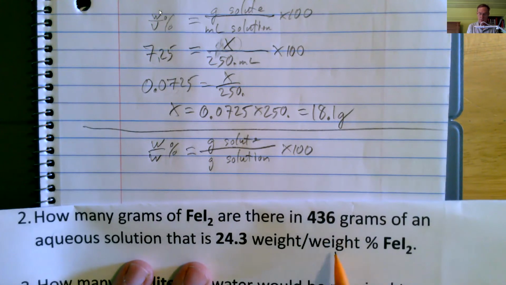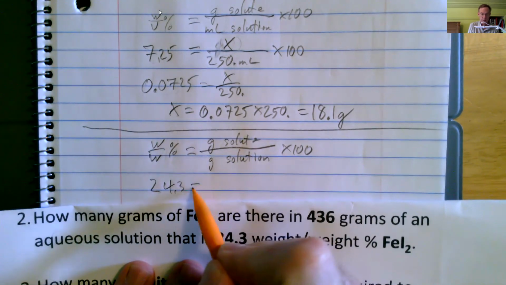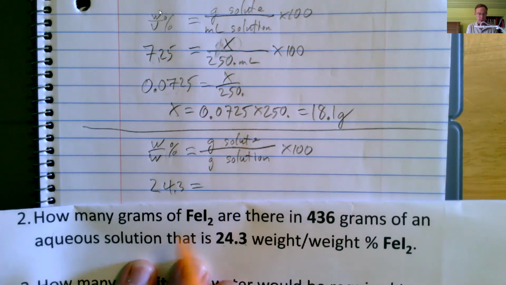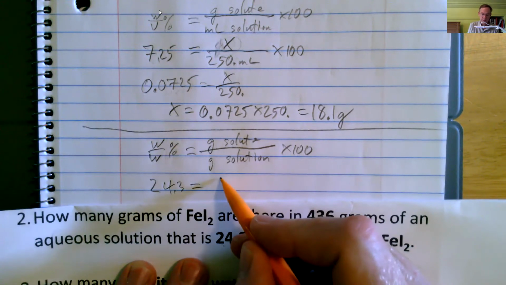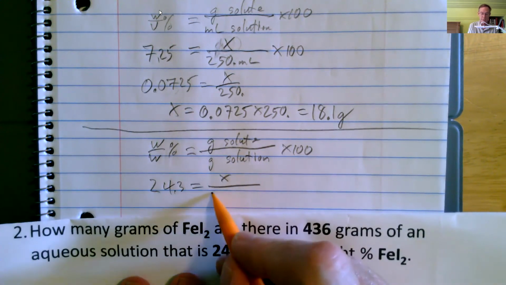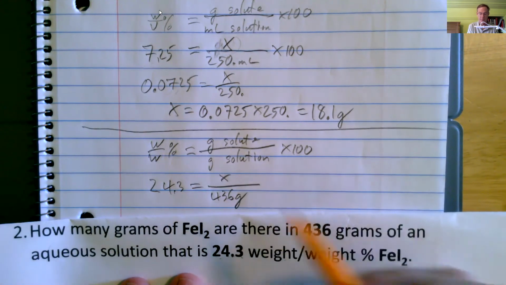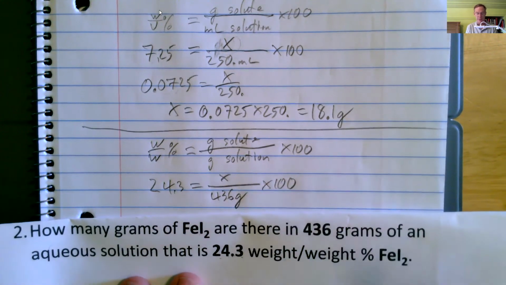We've got 24.3 weight per weight percent. So that's going to be 24.3 equals, and we're looking for the grams again, right there. And we've got 436 grams of an aqueous solution. So notice that it's not milliliters. In this case, it is grams. And of course, that's all times 100.